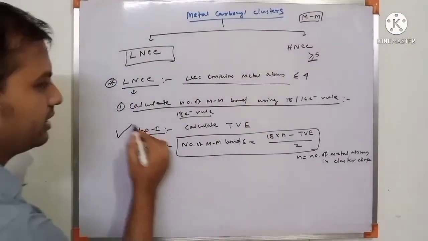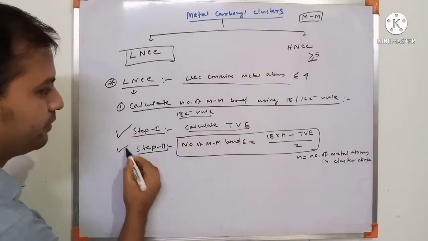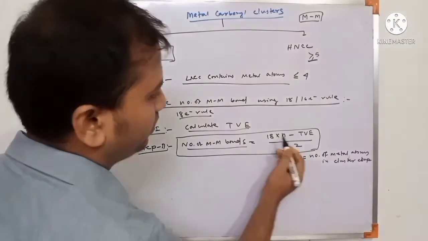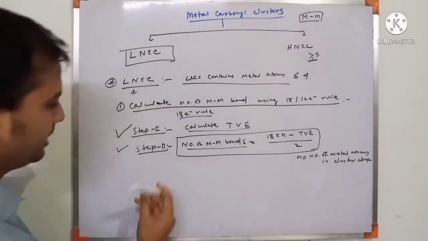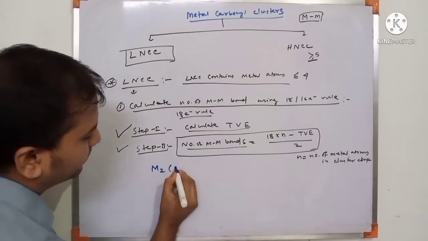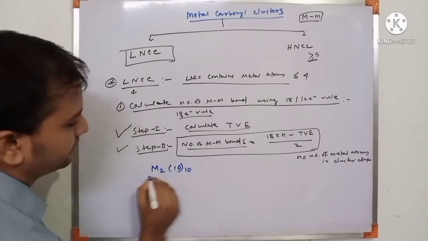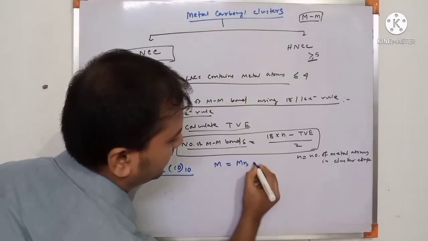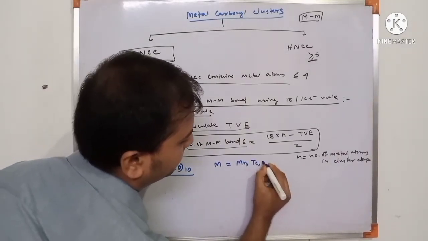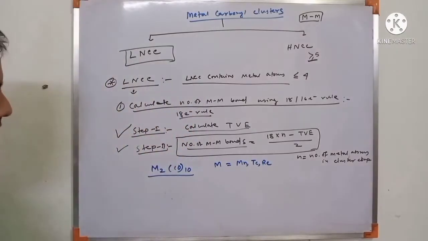Now, step 1, calculate total valence electrons. Then step 2, number of metal bonds equals 18n minus total valence electrons, divided by 2. Example: in M2(CO)10, where M is, suppose, Mn, manganese, technetium, rhenium, etc.